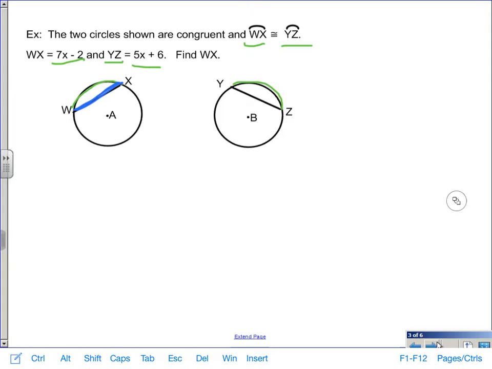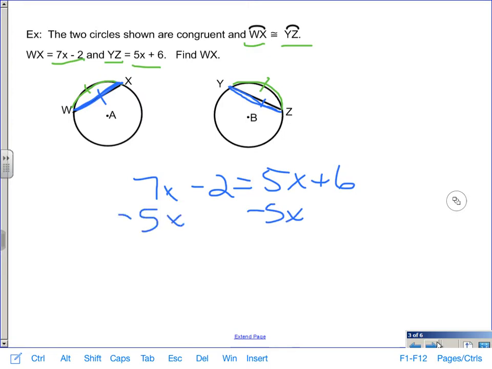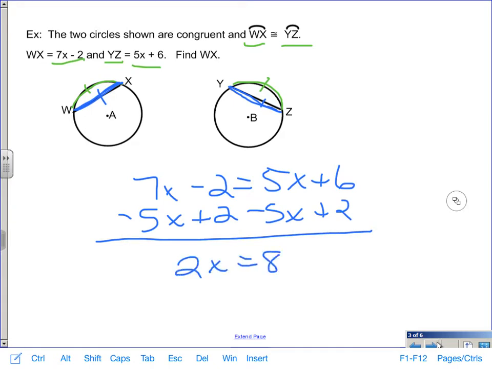The way we can solve this is we know if we have two congruent arcs, then the chords associated with those arcs are also congruent. So we can set them equal to each other. 7x minus 2 equals 5x plus 6. Subtract 5x, subtract 5x. I'm going to do this in one fell swoop. So I'm going to get 2x equals 8, x equals 4.